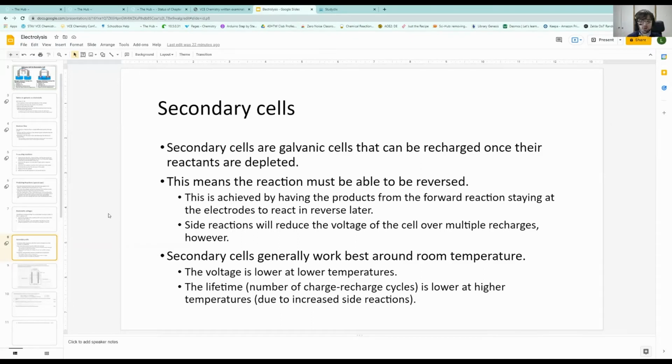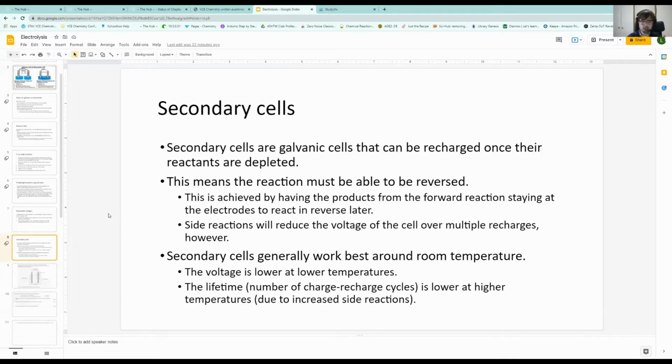As it's running as a galvanic cell, it turns all of its reactants into products. Once the concentration of reactants is too low, the voltage is too low for the phone to run, and it'll turn off. You plug it into the wall, the reverse reaction will happen, all the products will be turned back into reactants, and therefore it'll be ready to go again later. So that's an electrolytic cell when it's recharging.